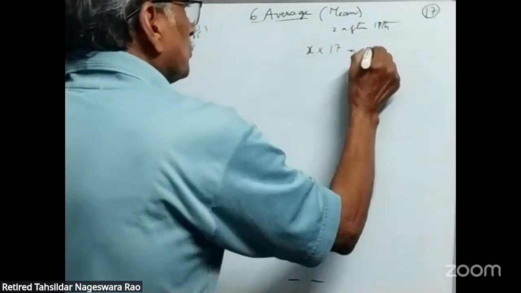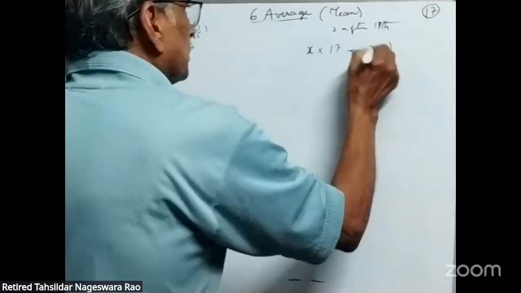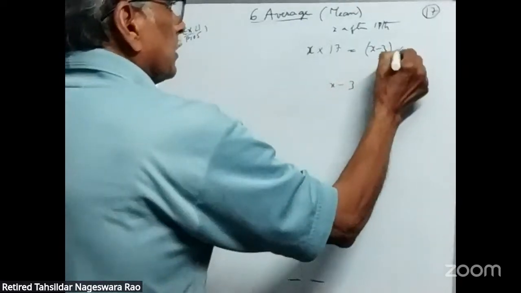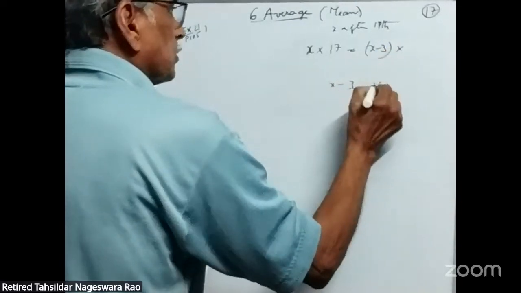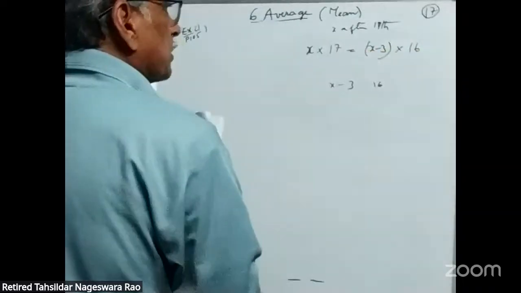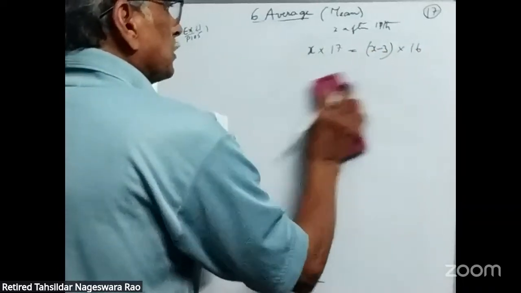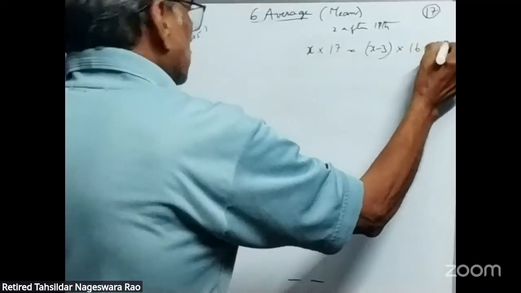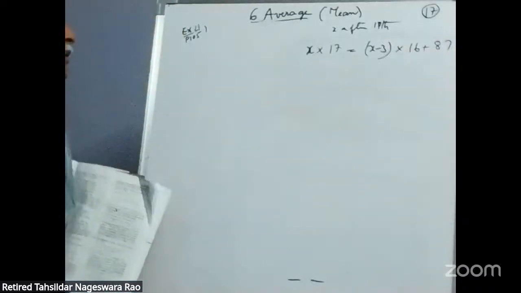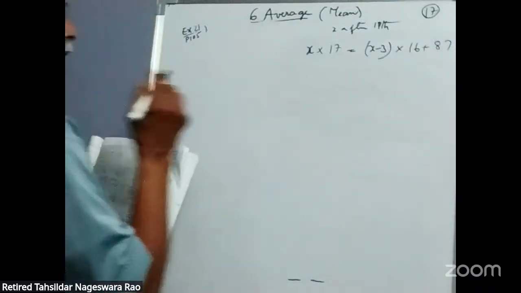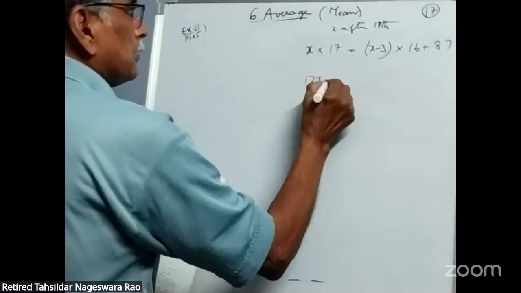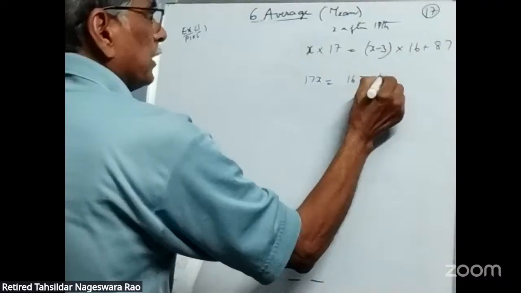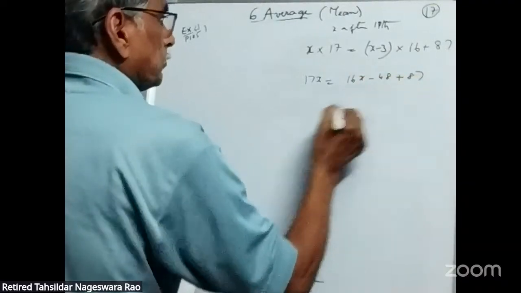Up to 16 innings, the average is x minus 3, since it increased by 3. Multiply by 16, that will be the total up to 16 innings, plus the 17th innings score of 87. Then find x. It's simple. 17x equals 16x minus 48 plus 87.